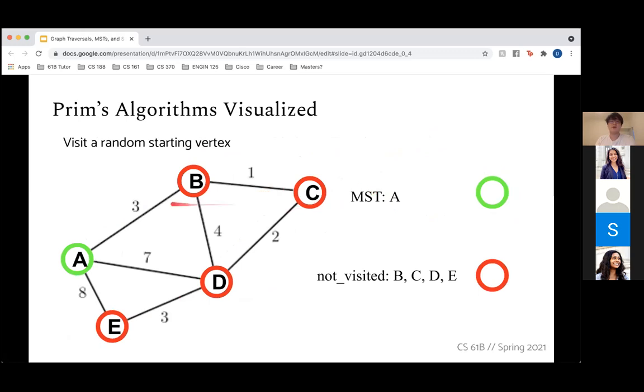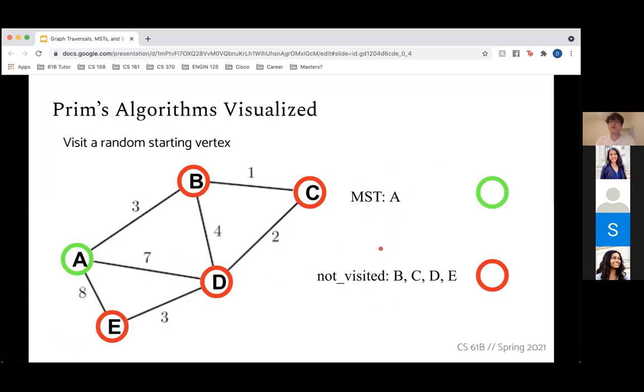Okay, so we'll first randomly pick a starting vertex to run our Prim's algorithm on. So we're going to add that vertex to our MST. And now we have 2 sets, one having the vertex A within the vertices that have been processed into our MST. And then we have the rest of our vertices, B, C, D, and E, that have not been visited yet.